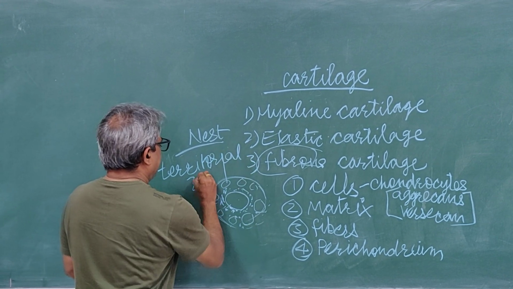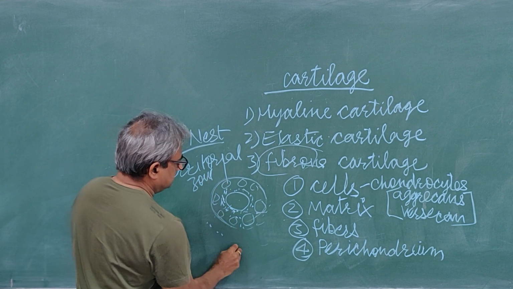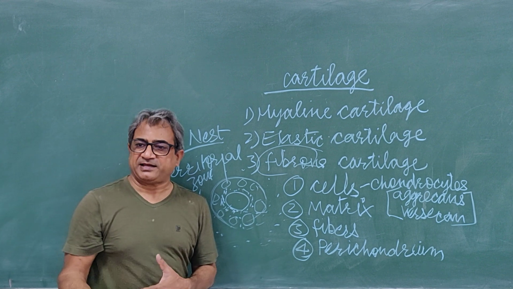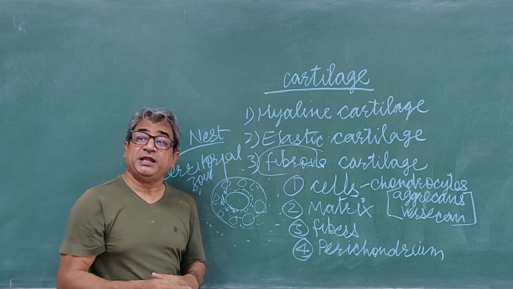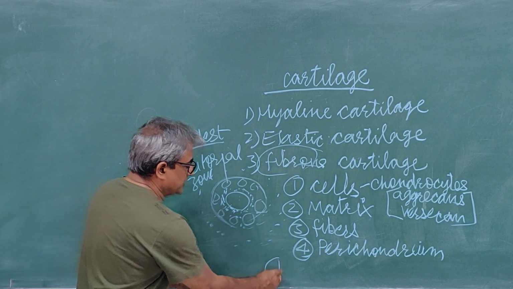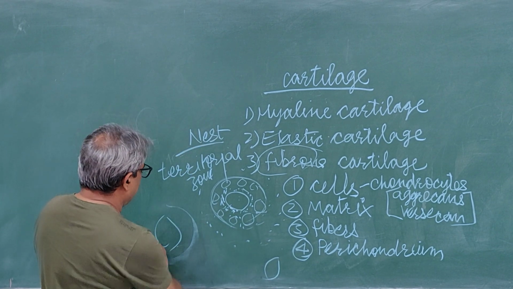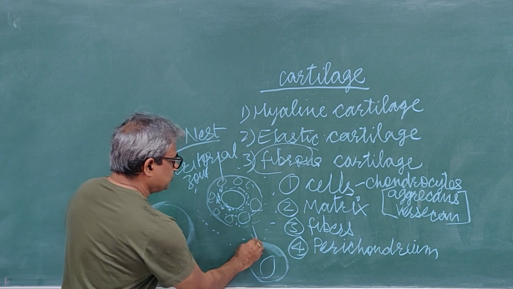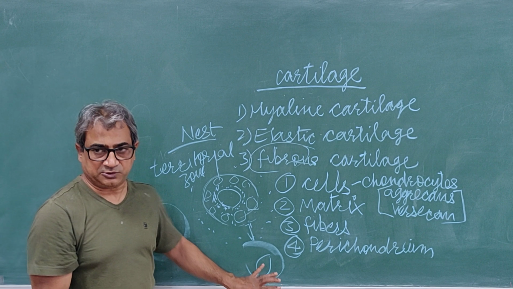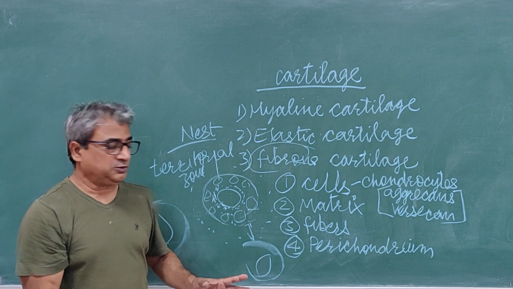This is the territorial zone, and the part of the matrix away from it is termed the extraterritorial zone, or sometimes the interterritorial zone, because there is one nest, there will be another nest, and another. So there will be a territorial zone around them, and what is the zone in between? Interterritorial. So territorial zone and interterritorial zone.